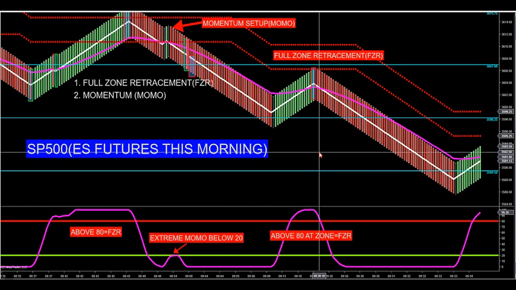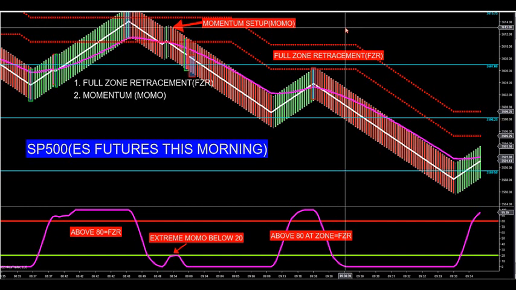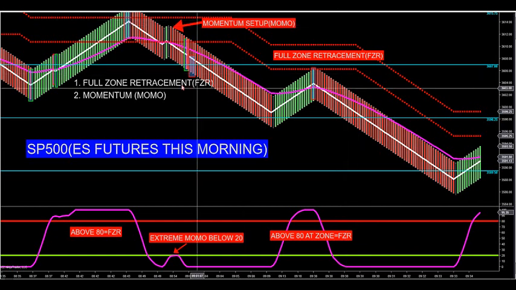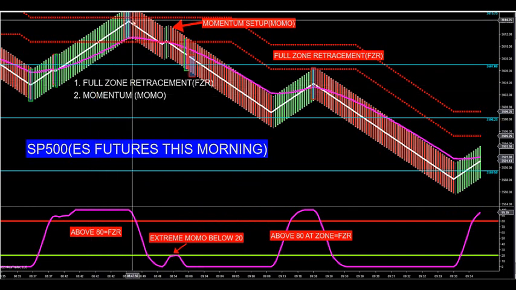If we're looking for buys, it doesn't have to be inside the green zone. It can be way above it, and we're looking for pullbacks, shallow retracements for continuations. So these two work really good together because you have a full retracement, which the market loves to do inside the zone.